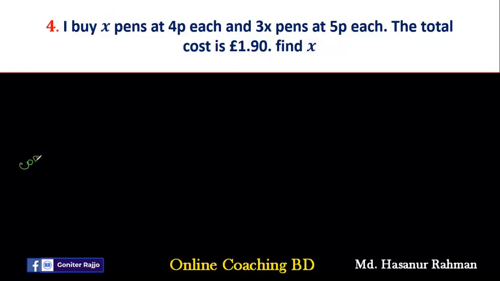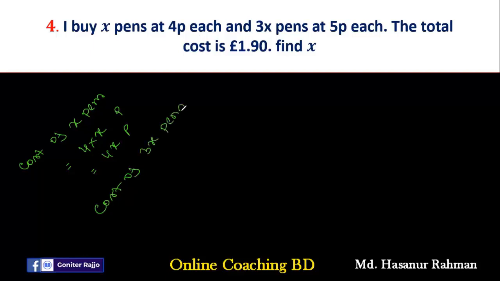Cost of x pens is 4 multiplied by x. That means 4x pence, because the cost of each pen is 4 pence. That's why the cost of x pens will be 4 multiplied by x, that is 4x pence. Similarly, the cost of thrice x pens will be 5 multiplied by thrice x. Okay, so 5 times 3 is 15x pence.